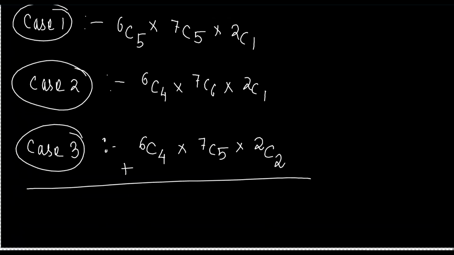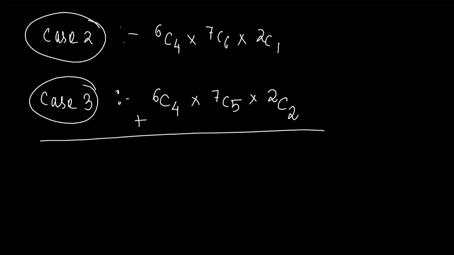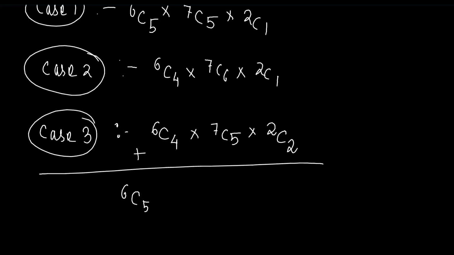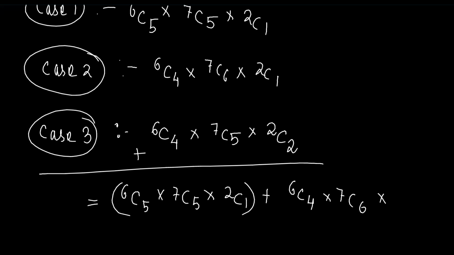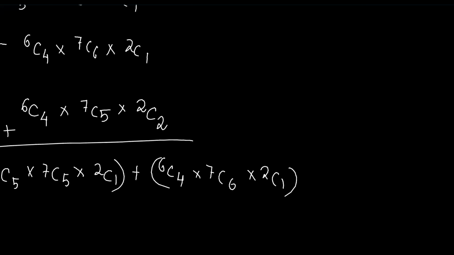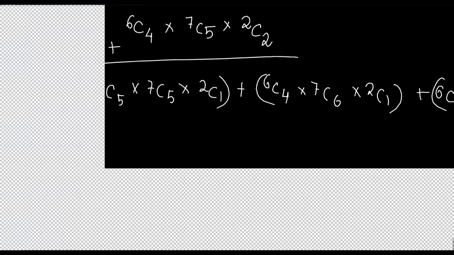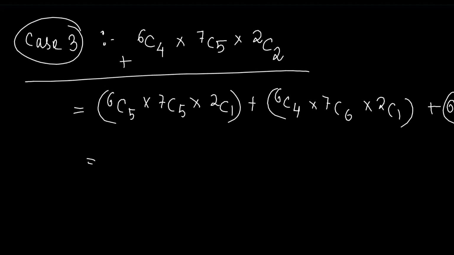Okay, so if we add this, you will get 6C5 into 7C5 into 2C1 plus 6C4 into 7C6 into 2C1 plus 6C4 into 7C5 plus 2C2. Okay, now if you solve this, you will get 252 plus 210 plus 25.